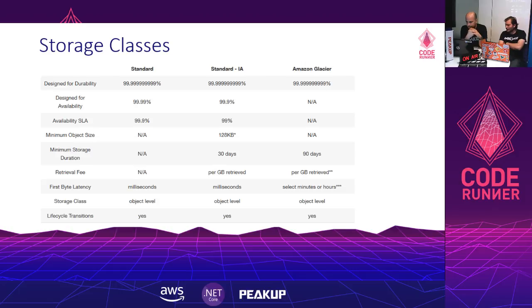There's actually one important thing here: first byte latency. When you use Standard or Standard Infrequent Access, you can access your data in milliseconds. But if you use Amazon Glacier, the data is actually stored somewhere else, and it takes time to prepare it to serve us. Because of that, the access time for these files reaches minutes to maybe hours. So you have to really think about whether you need those files immediately or can wait.